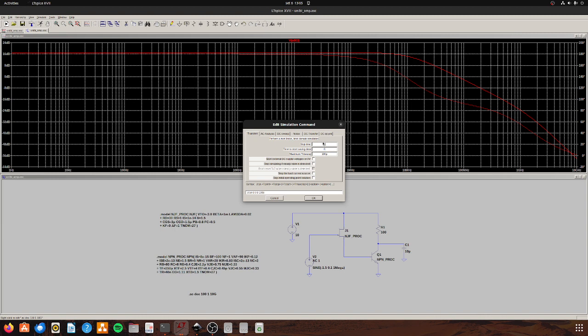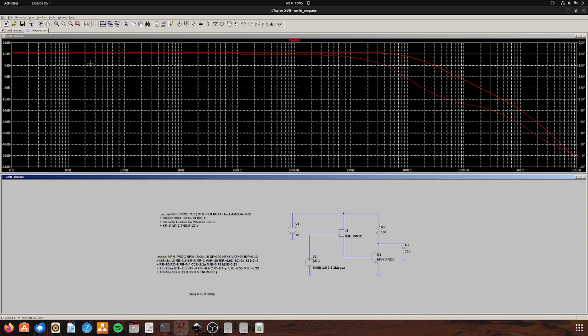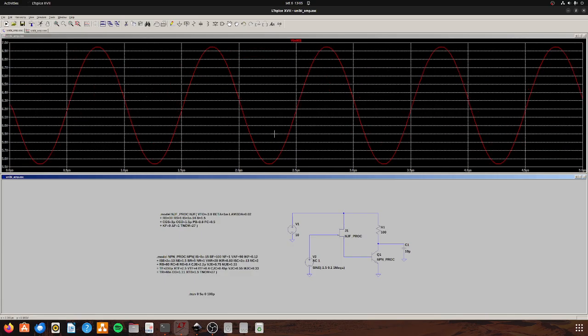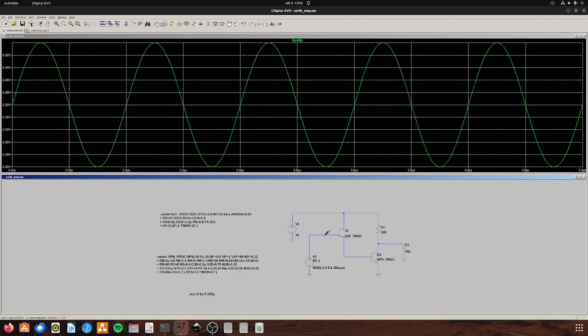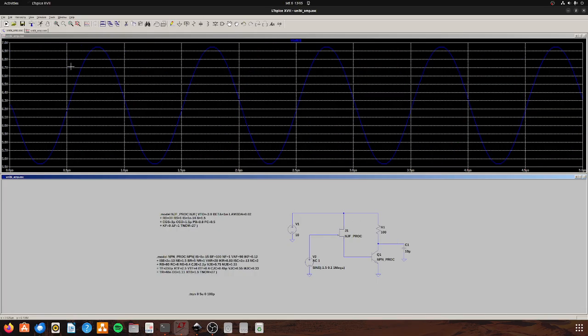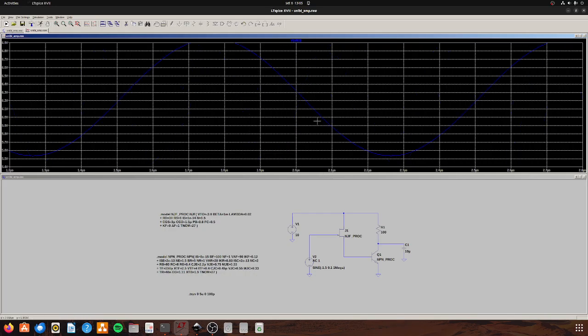So I want 5 views right there, and I will run a simple simulation. So basically, this is the input signal, and this is the output signal. Right there, we don't see a lot of distortion actually on the signal.